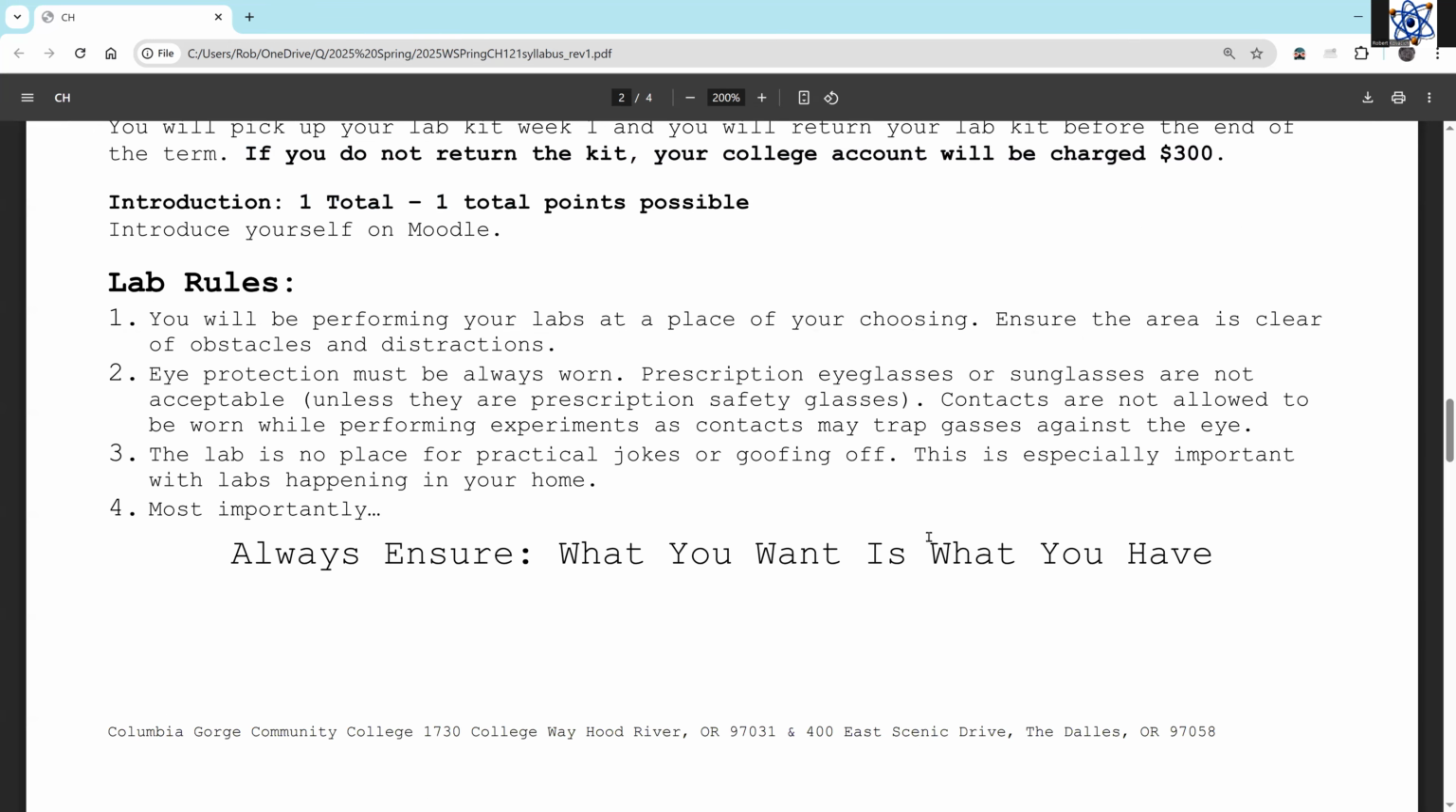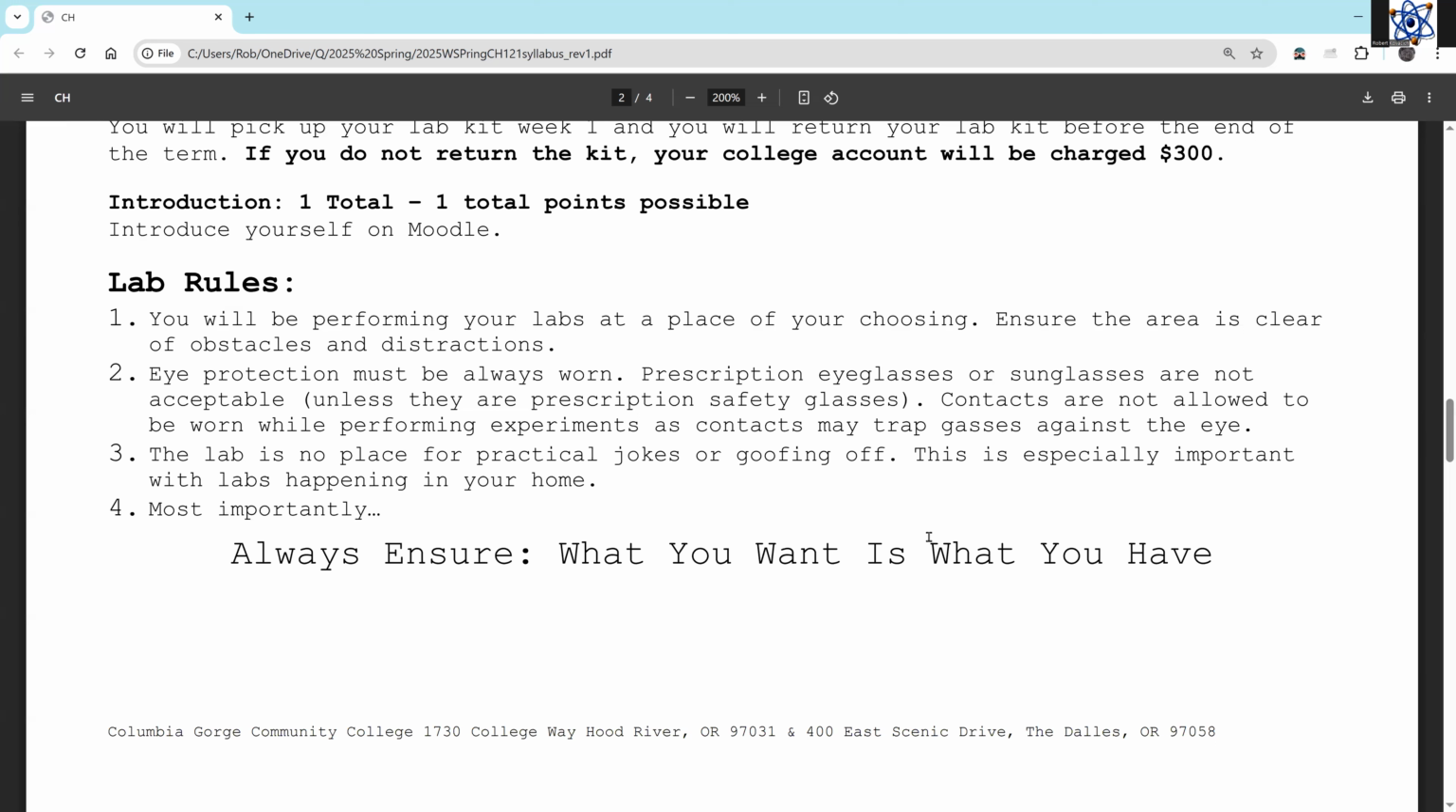So when you're doing the labs, I need to make sure that you are free of any distractions, obstacles. I need to make sure that you clear off your space and are ready to do the lab, and you're not going to have any cats or dogs or any people coming in and messing with your equipment. Make sure you have eye protection on. You cannot wear contact lenses. You need to wear prescription glasses. Contact lenses are not acceptable because they'll trap gases against your eye.